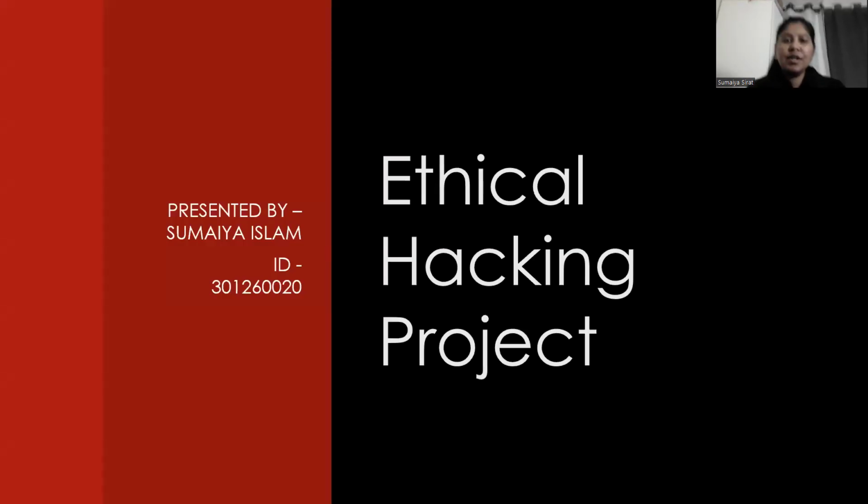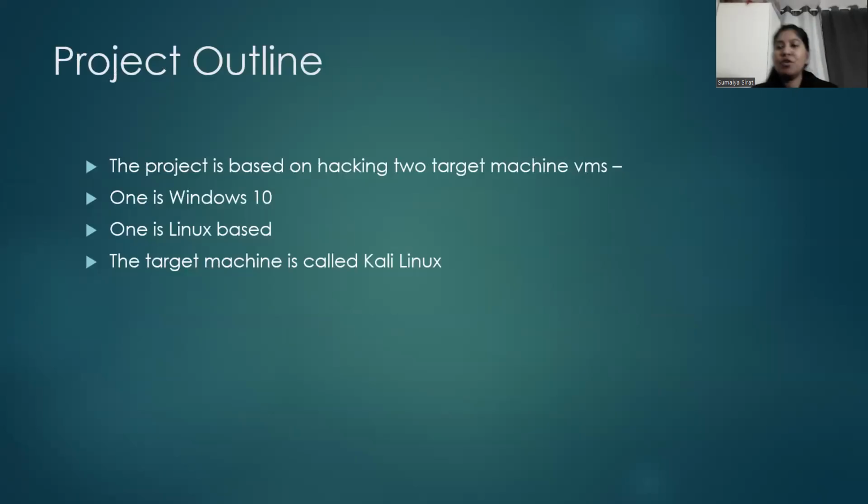Here is the start. My project outline for this whole concept was to hack two target machines. One is Windows and one is Linux based. I set all my target machines in VMware Workstation Pro, version 16, and I also set up my attacker machine, Kali Linux, in VMware. So I actually used 3 VMs.